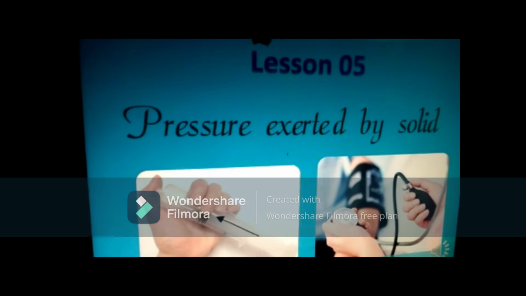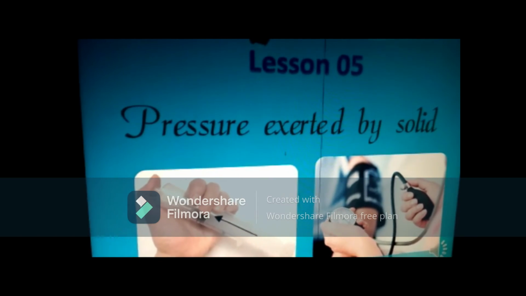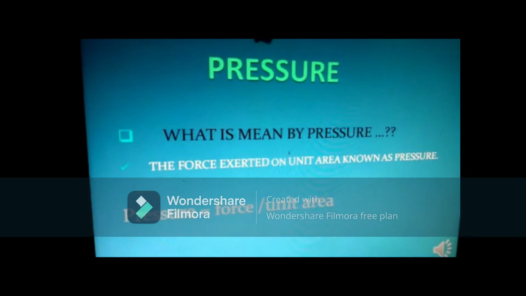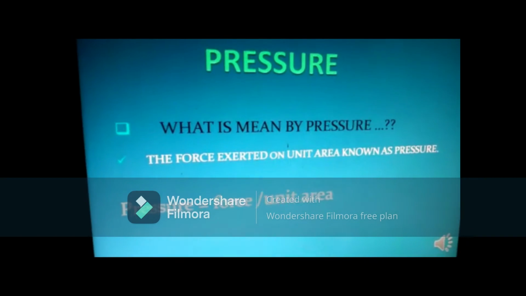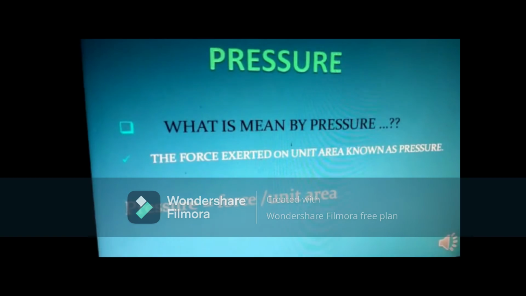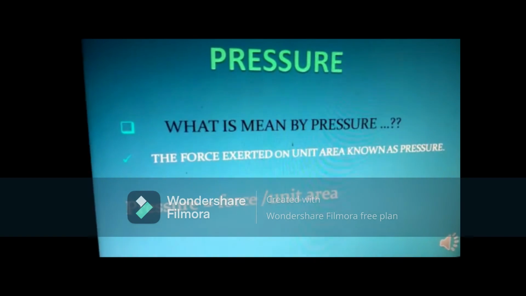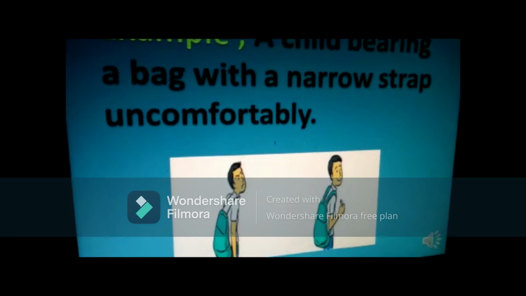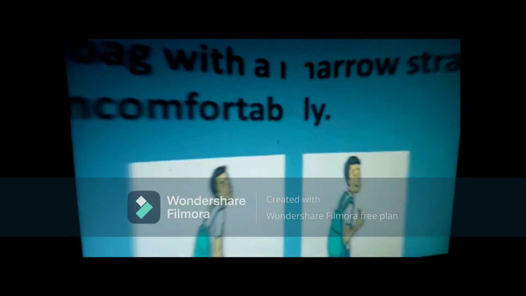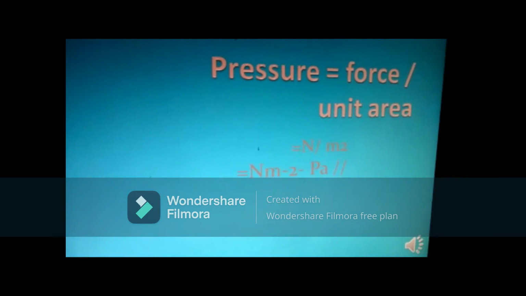Lesson 5. Pressure exerted by solids. What is meant by pressure? The force exerted on unit area is known as pressure. Pressure equals force divided by unit area. Example: a child carries a bag with a broad strap comfortably. Pressure equals force divided by unit area.